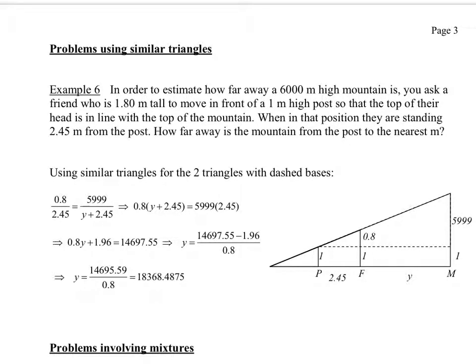Is that actually what the question is asking for? The question asks for how far away is the mountain from the post to the nearest meter. The mountain is here, the post is here, so the distance we want is y plus 2.45. And when we do that, we should get 18,371.9375 meters. If you do that in kilometers, it would be 18.372 kilometers. This 2 here represents the nearest meter.